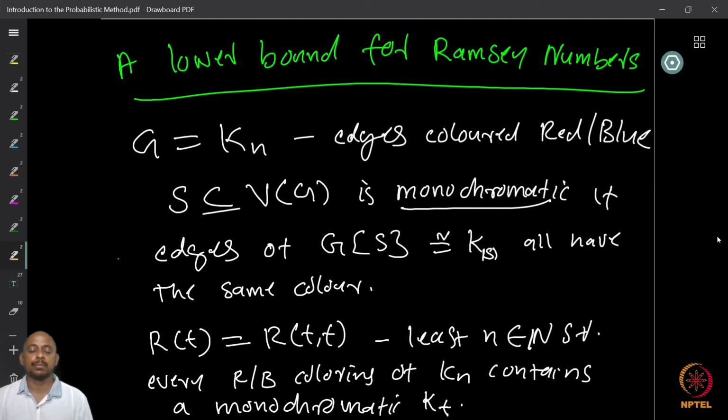So as we said, Ramsey theory is about finding order in disorder when the numbers become large. So when n is large enough, we are saying that no matter how you color, you can find a monochromatic Kt, where all the t choose 2 edges of the Kt are going to be of the same color.